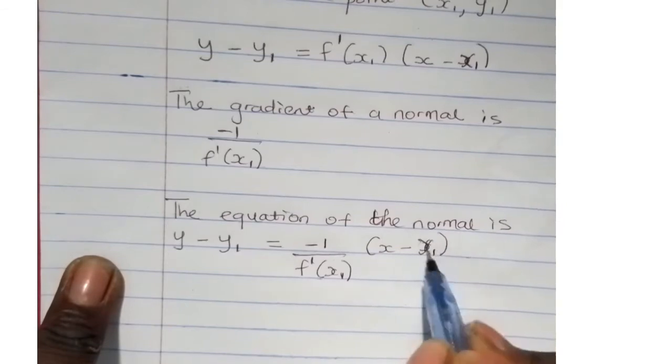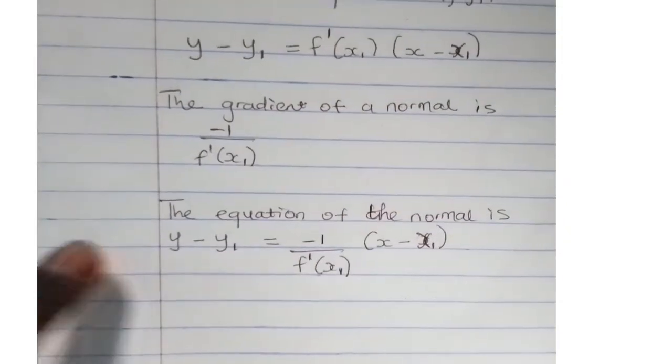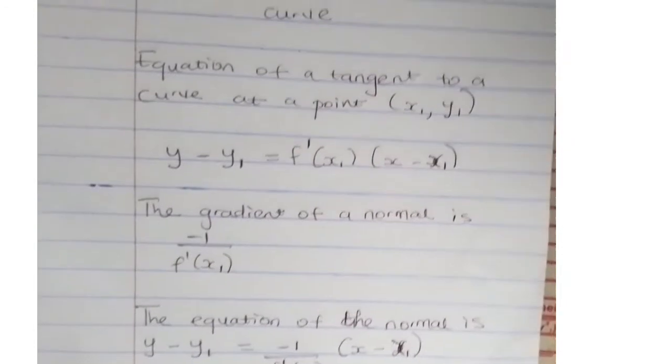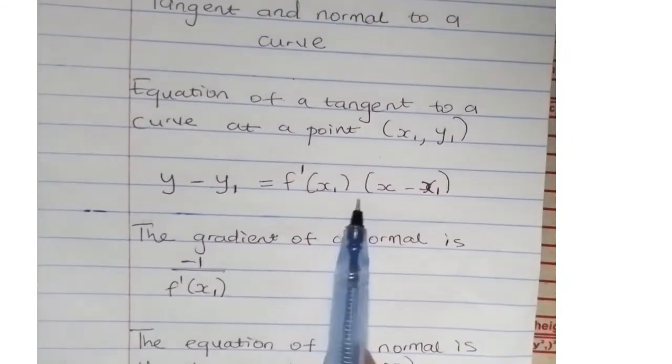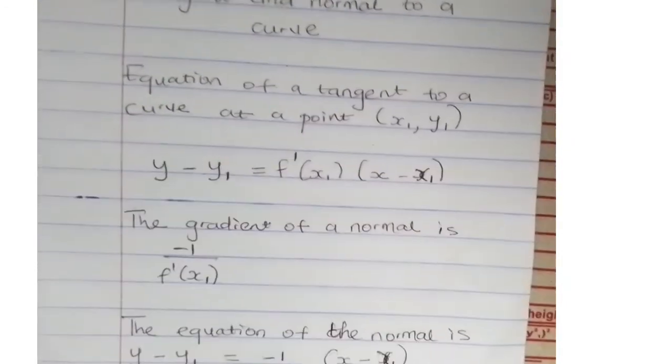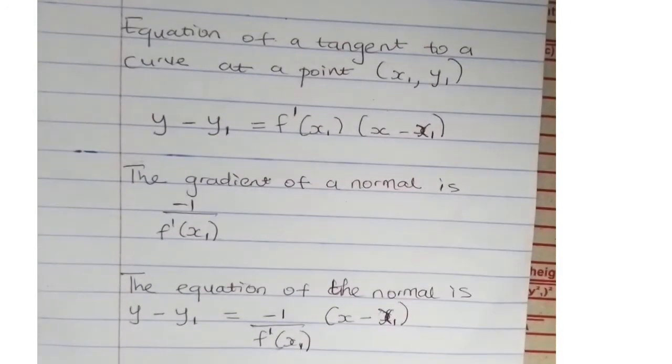So this is the formula. You need to remember the formulas: the equation of a tangent, the gradient of a normal, and the equation of the normal. So I'm going to take an example using this formula.